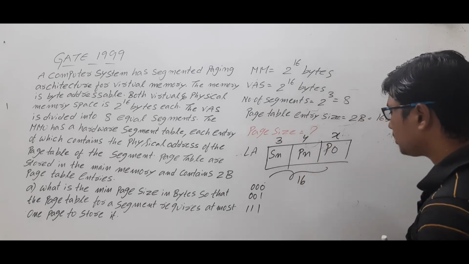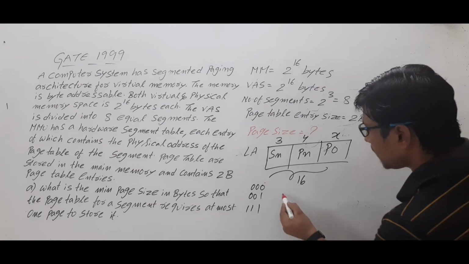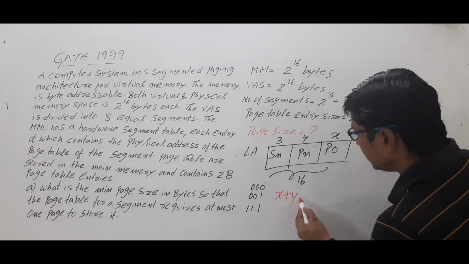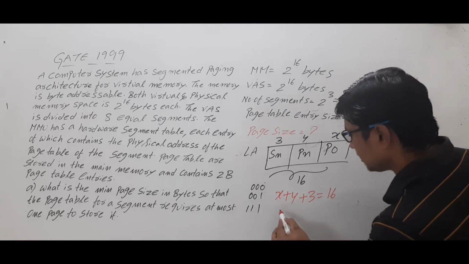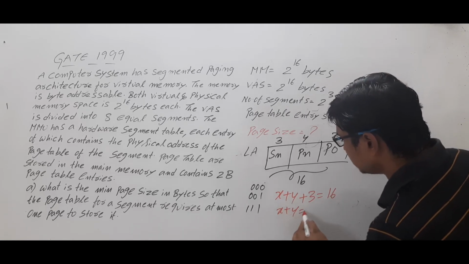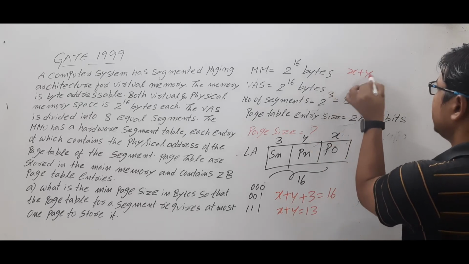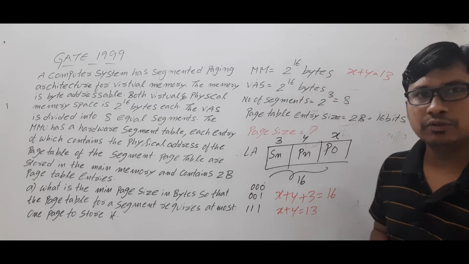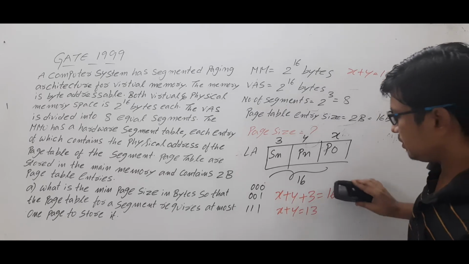So in total, x plus, let me write here, x plus y plus 3 is equal to 16. Which is nothing but x plus y is equal to 13. You represent it somewhere here. Okay. We'll use this equation to solve the x value and y value. Is it clear for you?